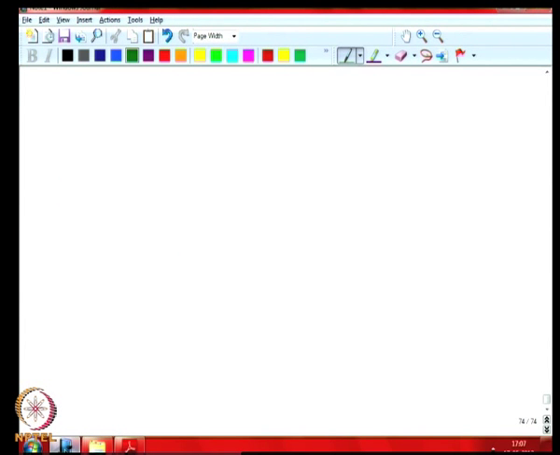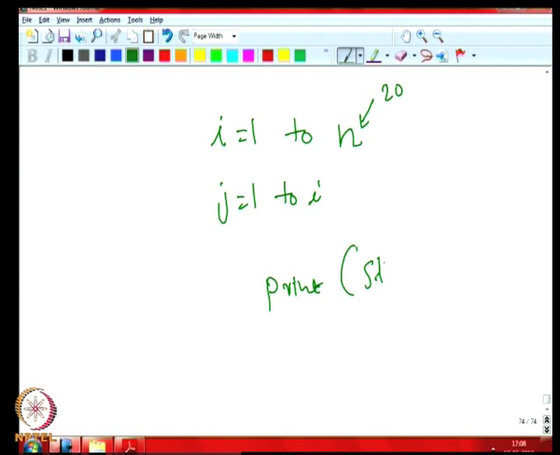See, for instance, if it was a simpler question: i equal to 1 to n. Okay, I put 20 here, but you can also say n. j equal to 1 to i, and then print something. How many times will the print statement be executed? This is a usual question which comes in exams.